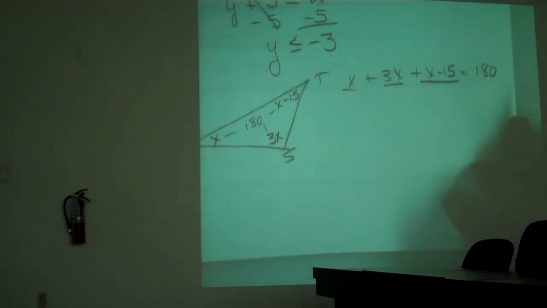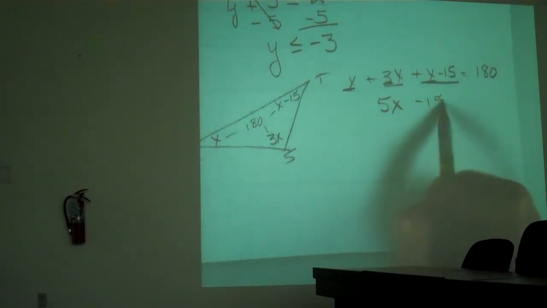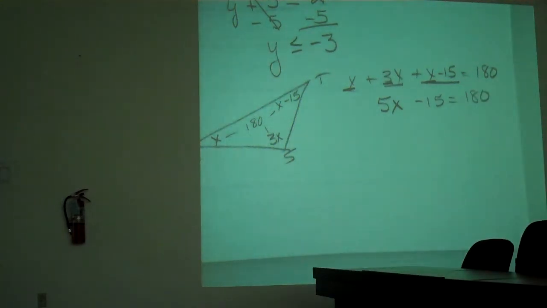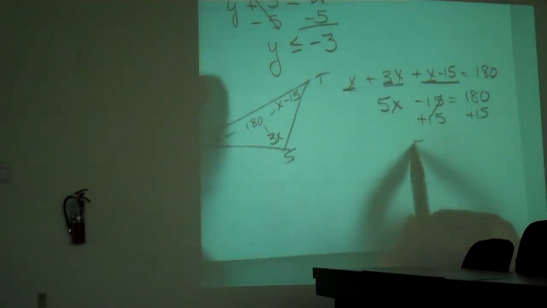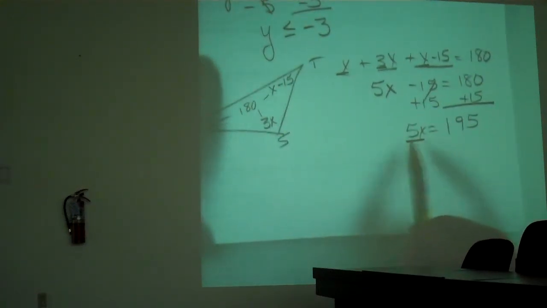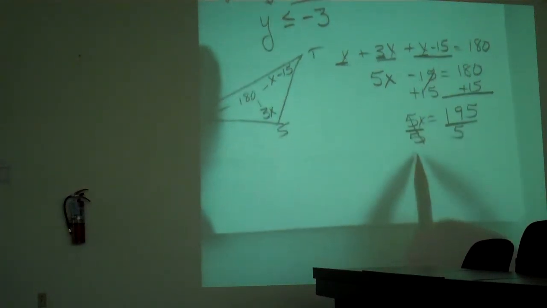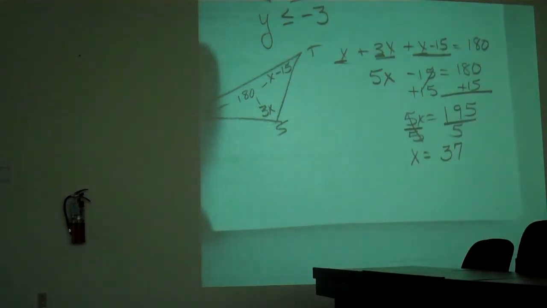Get it where you can see it better. Okay, so we have 3, 4, 5. 5x minus 15 equals 180. So what's the next step? The plus or minus, right? Add 15. So 5x equals 195. Divide by 5. X equals 39. So the first angle is 37 degrees.